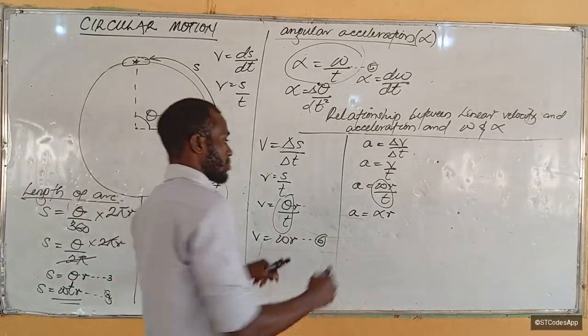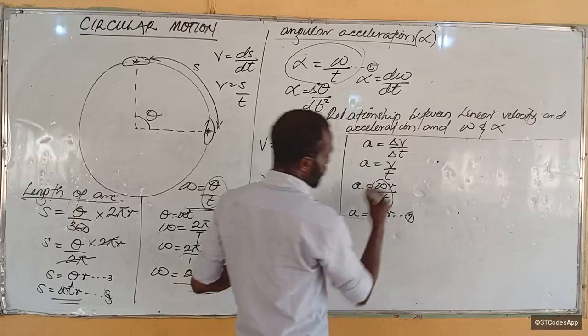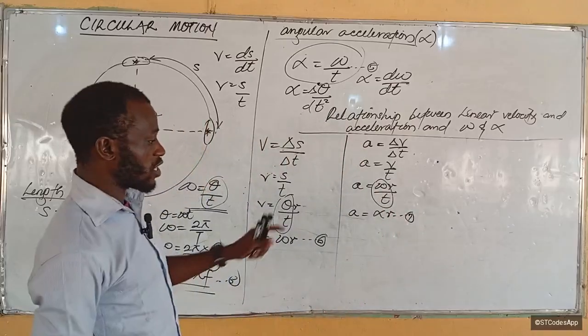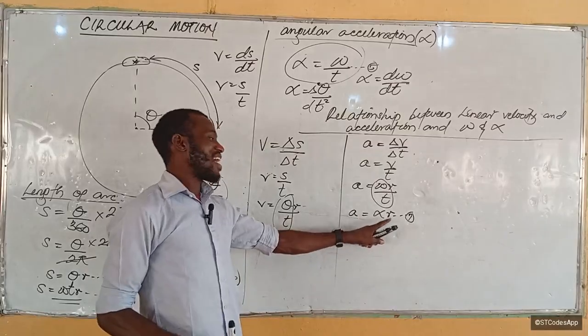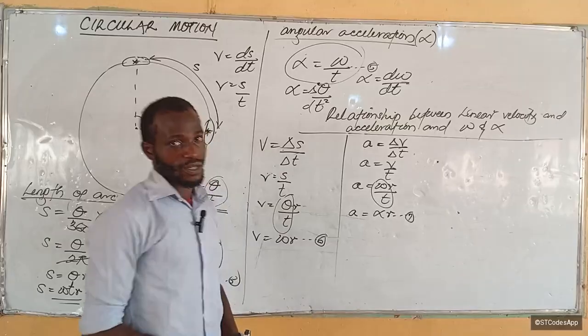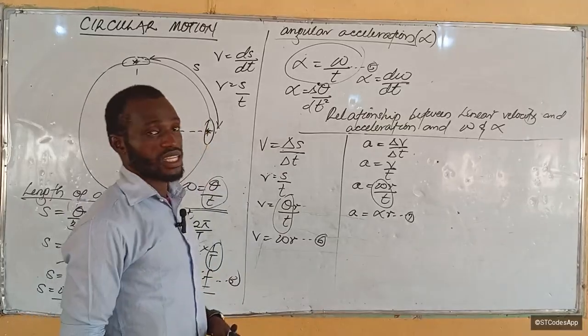Now you now ask me, Master, well, when do you need this formula? Okay, when you need this formula is, you are told to find linear acceleration. We are given angular acceleration and the radius of the circle. Then you'll be able to find linear acceleration.